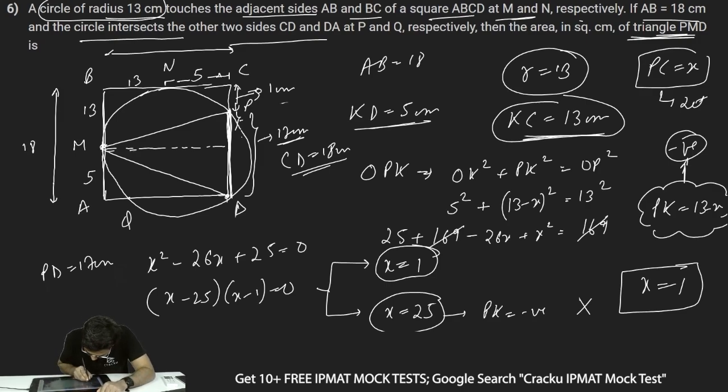And this is what? This is my base of the triangle PMD, and this is my height of the triangle. Height of the triangle is what? Height of the triangle is same as side of the square. So height of the triangle is 18 centimeter.